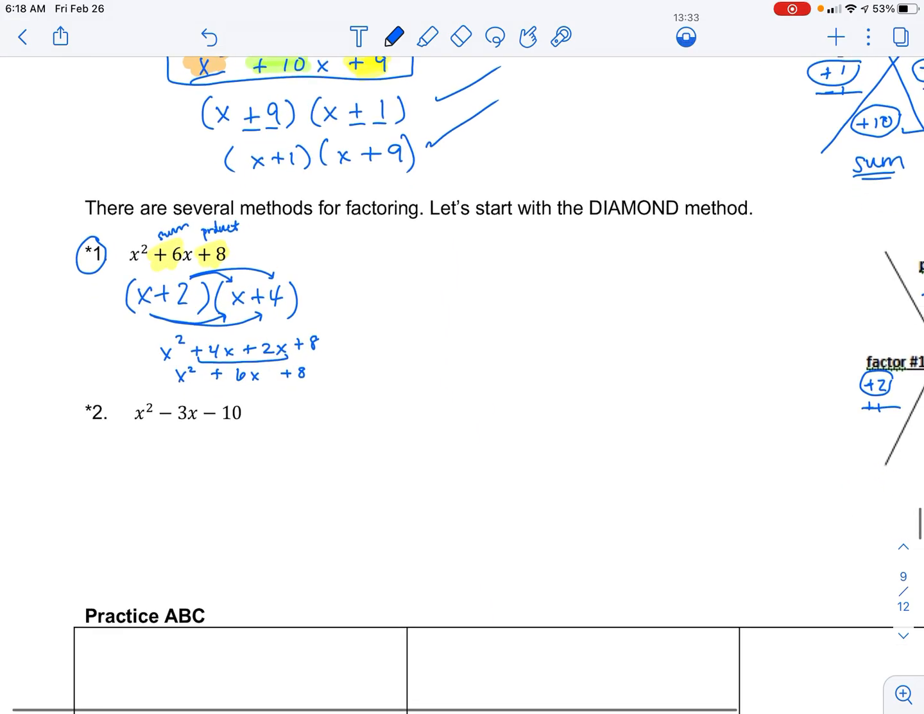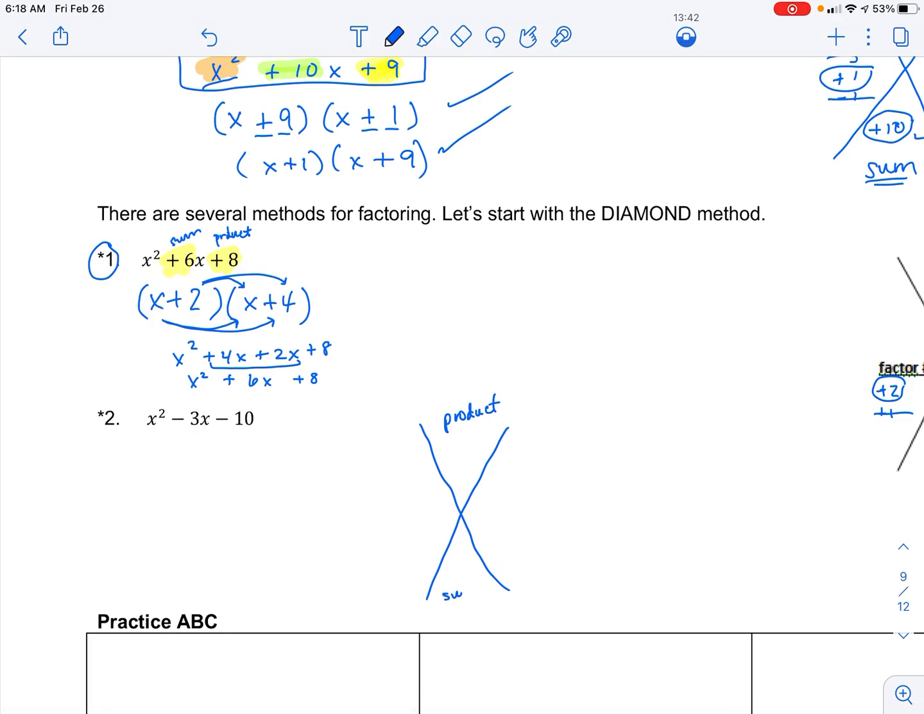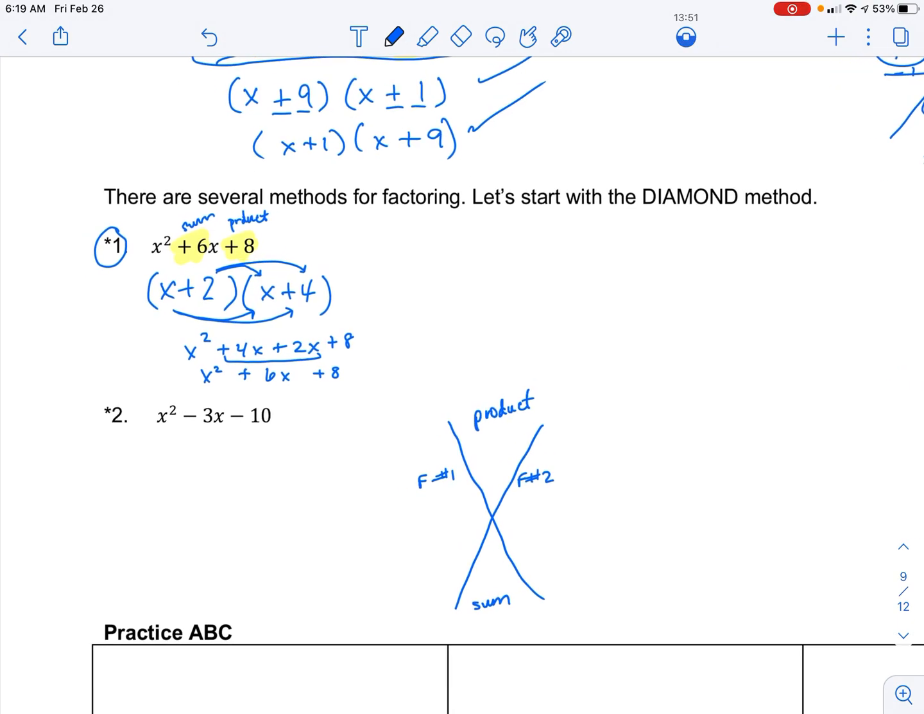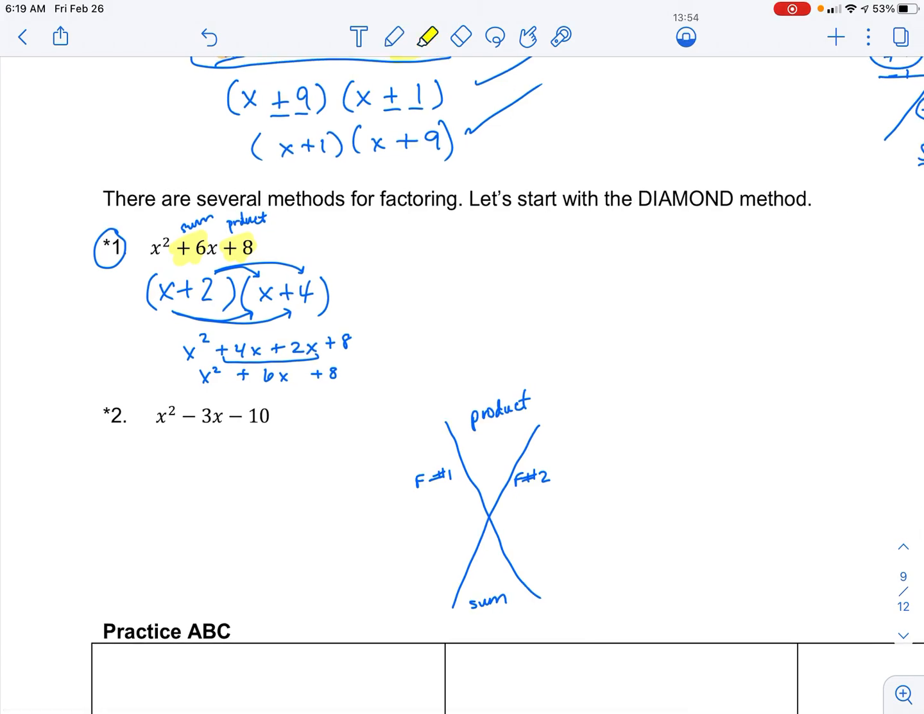All right, so let's try number 2. Now you're going to have to build your own diamond here. So just put a big X. We're going to have our product up here, our sum down here, factor number 1 here, and factor number 2 over here. Okay, and sometimes you're not going to need to list all of them. Some of you are going to be able to identify exactly those factors rather quickly. So here's our sum. The sum is negative 3. And the product is negative 10.